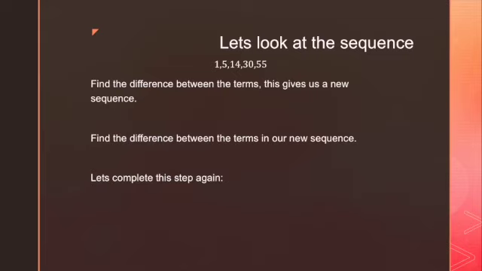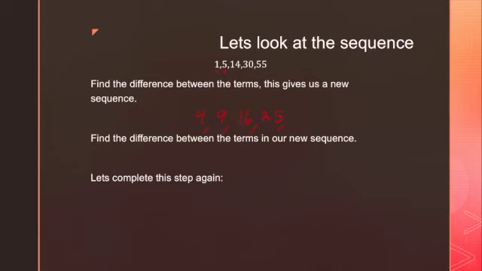We can see it's not arithmetic because there's no common difference. We can see it's not geometric because there's no common ratio. But let's go ahead and find the difference between the first few terms, and that's going to give us a new sequence. So 5 minus 1 gives me 4, 14 minus 5 gives me 9, 30 minus 14 gives me 16, and 55 minus 30 gives me 25. So here's my new sequence.